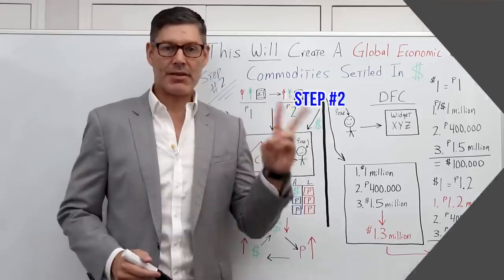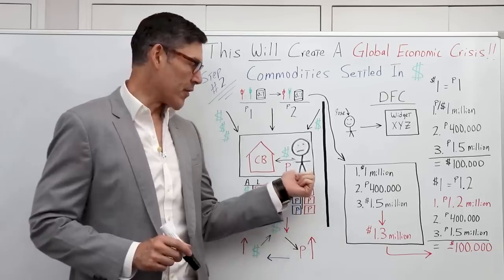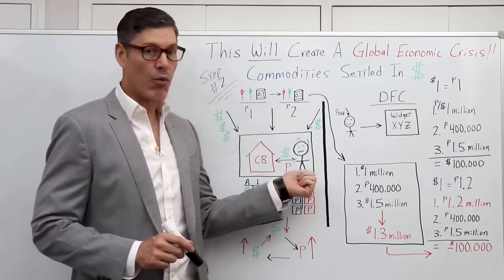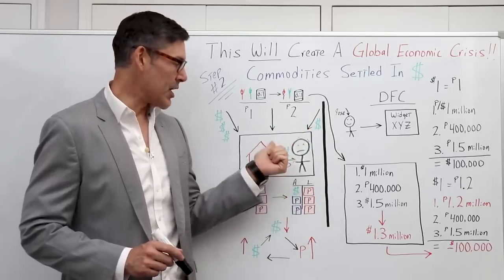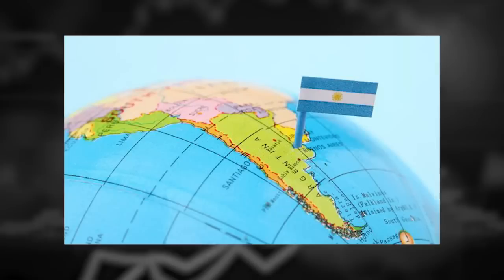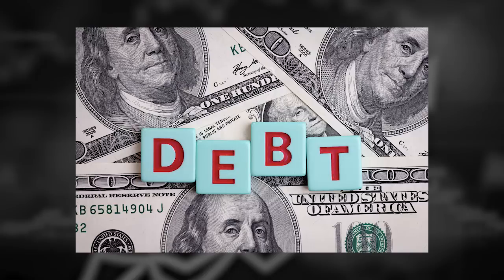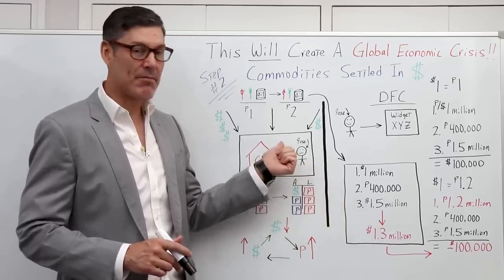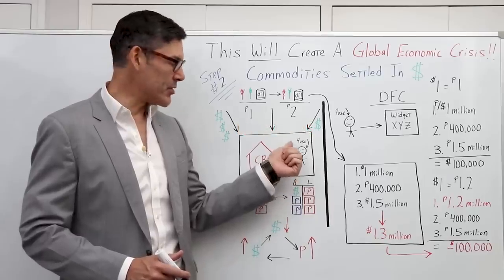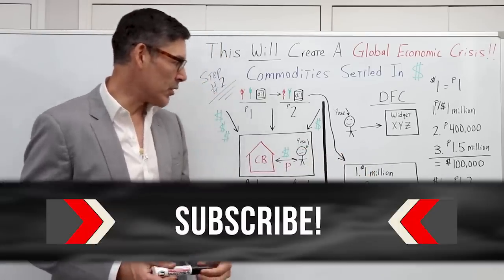Step number 2. Unfortunately, it gets much, much worse for our friend, the average Jose. Why? Because commodities are settled in dollars. So let's think about this. If Jose was in an Argentina in an alternate universe, let's say, that didn't have any dollar-denominated debt, like we used in this example in step number 1, they still have big problems. Why? Because most of their trading partners are in the situation that we outlined in step number 1. So let's think about this.